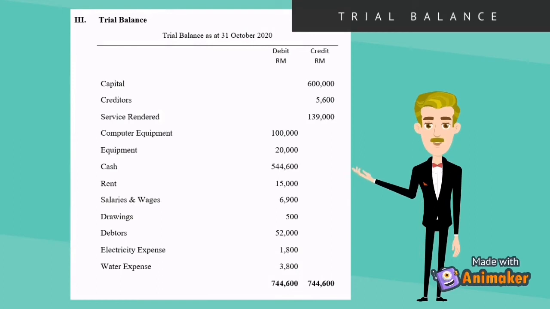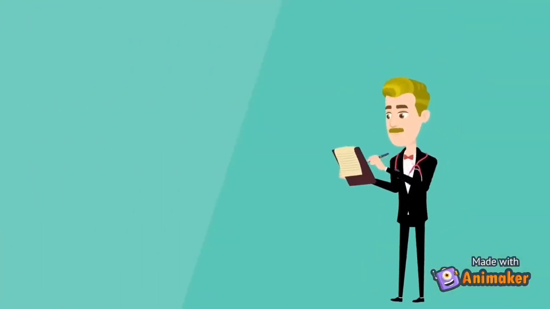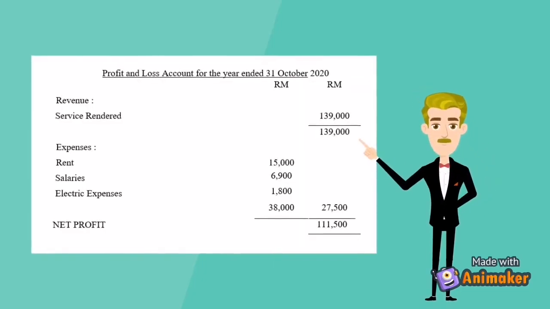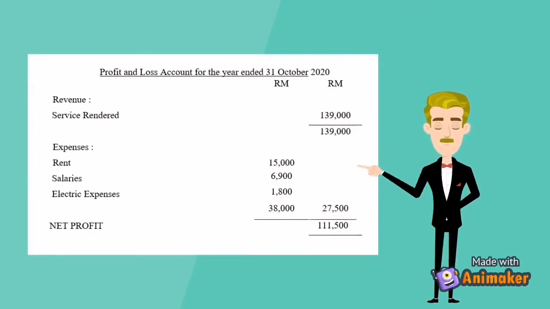Here I would like to show the trial balance that we got, which is 744,600 ringgit Malaysia. Next is the profit and loss statement. The company managed to gain profit, which is 111,500 ringgit.